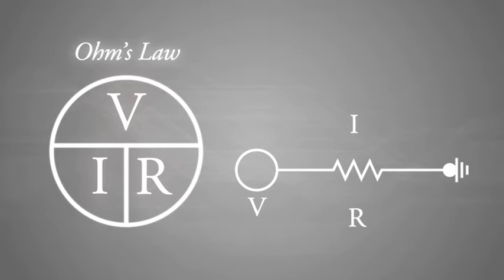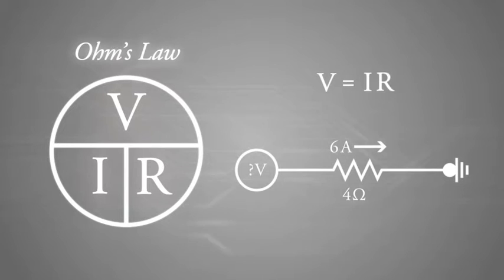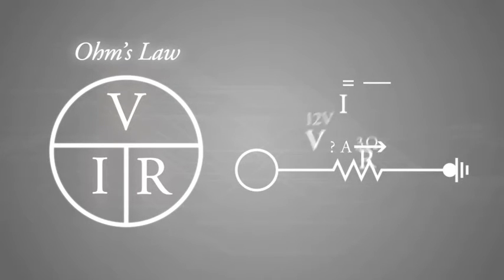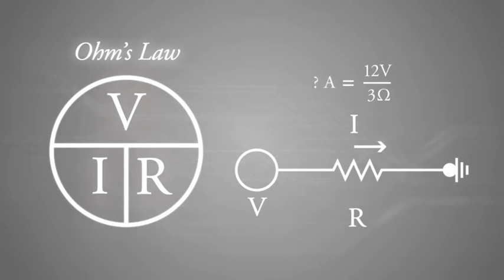When the value of the applied voltage is not known, but the amperage and resistance are, you can find the value of V by multiplying I by R, or 6 amps times 4 ohms, and the answer is 24 volts. When the value of the current is unknown, we can find the value of I by dividing V by R, or in this case 12 volts divided by 3 ohms. The value of I is 4 amps.